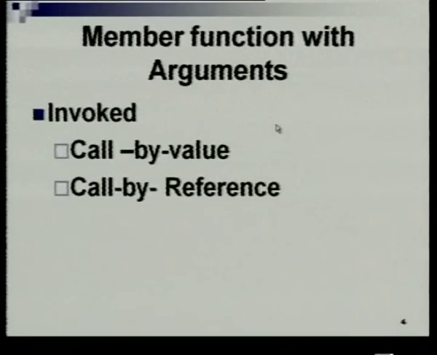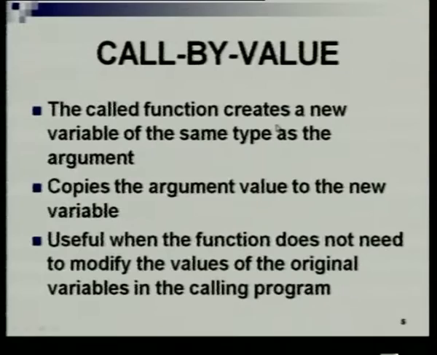So, when the user decides when the job is to be executed, he has to find out a method to call that particular function. There are two ways to call a function. One is using call by value, the other is using call by reference. Now, we will see how these two are executed in C++.